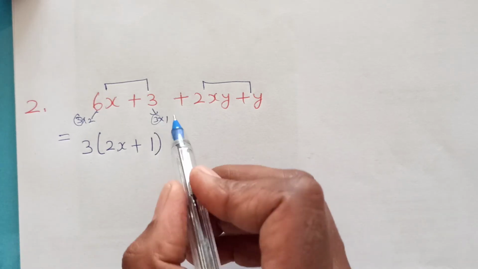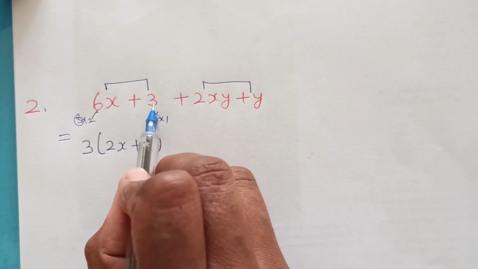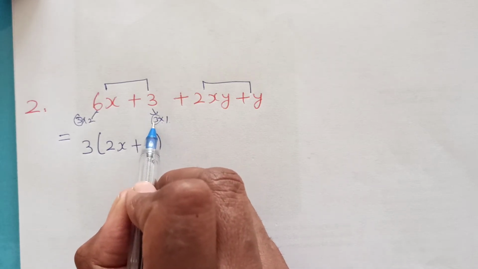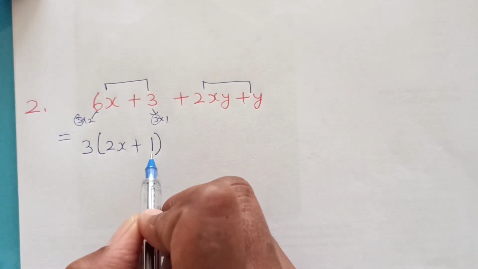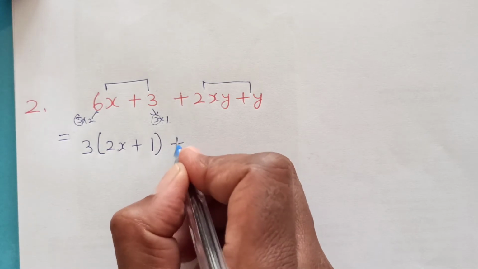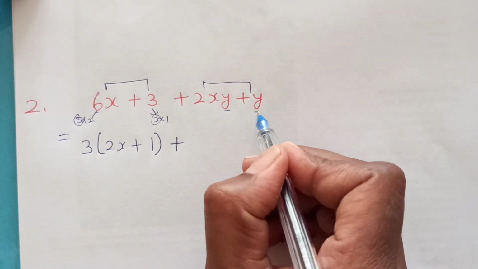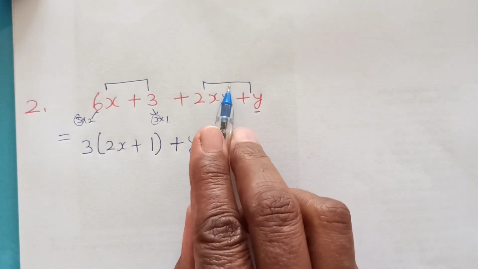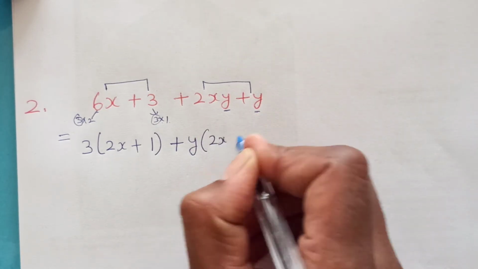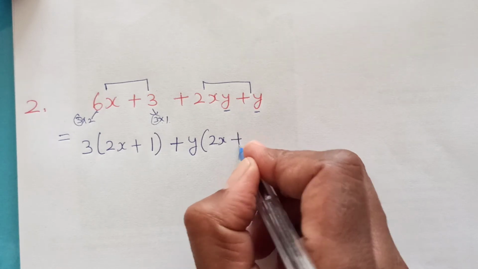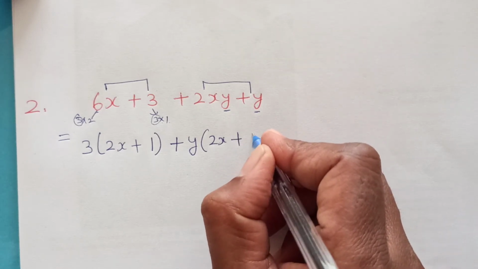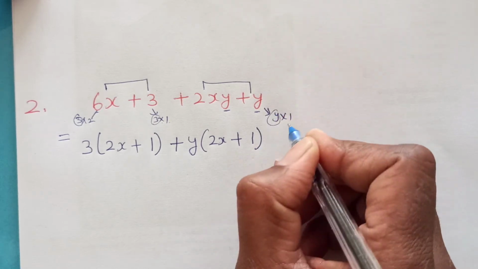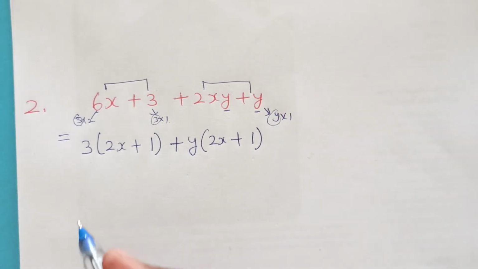Sometimes students get confused. If 3 is out, then there is 0? It's not 0, because 3 times 1 is 3. So 3 is gone outside, and you are left with 1 only. And in the second group, we have y common here. So inside the bracket you will have, this y is gone, that is 2x, this y is gone, so plus 1. Again this is y times 1, so when y is out, then there is 1 remaining.